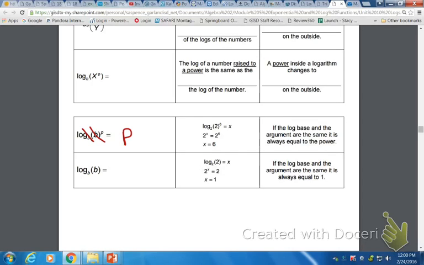And you kind of did that on your little warm-up. That's kind of what they wanted you to discover on the warm-up. I told you we'd see that again. And that's it right here. And then this one, you also did this on your warm-up as well.